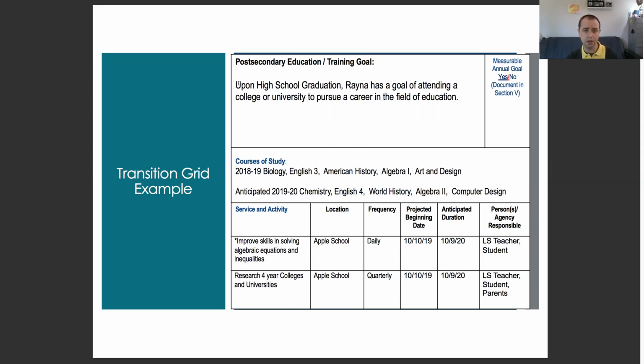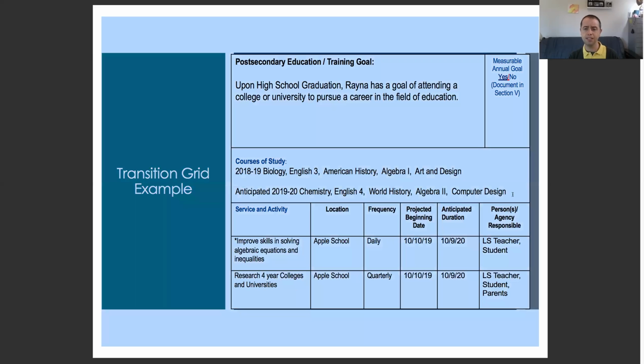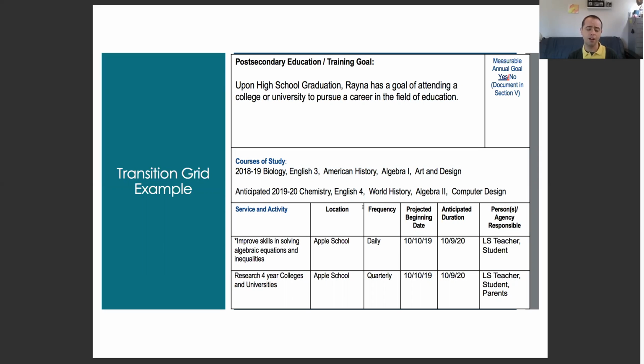Once you actually go into the grid, you just list the same goal that you listed in the present levels. Then you list your courses of study. Then you list your anticipated courses that the student's going to take next year. And then we're going to talk about services and activities. We always want to make sure that we break out our service with an asterisk. That helps it pop out a little bit. And then our activity is something that typically happens 1 time a year that the student's going to be able to do to help them reach those post-secondary goals.